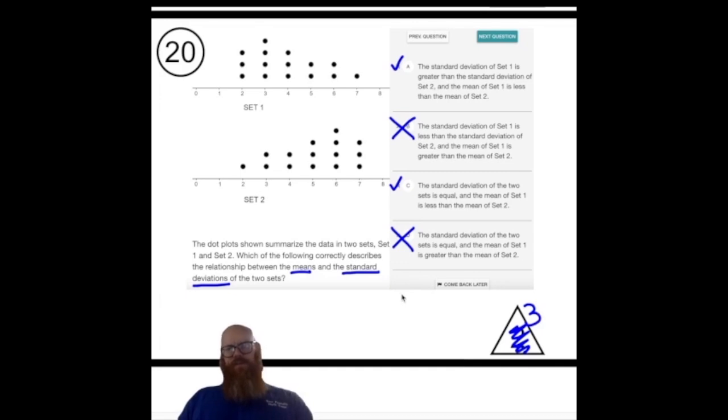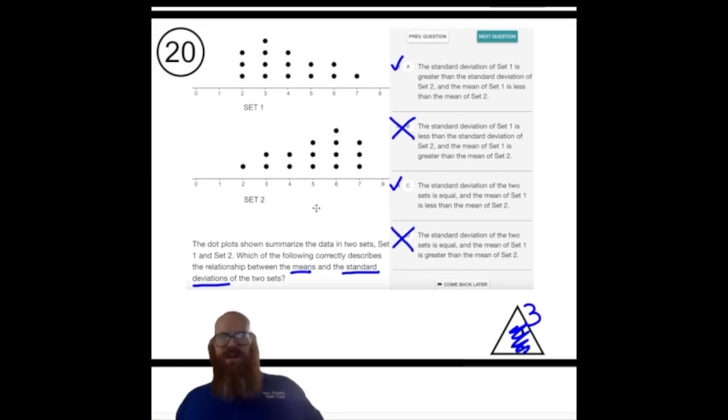So now what I have to do is look at how the data is spread. But these two have the exact same spread. Now, one is right skewed and this one's left skewed. But they're opposites, and they're spread out the exact same way.